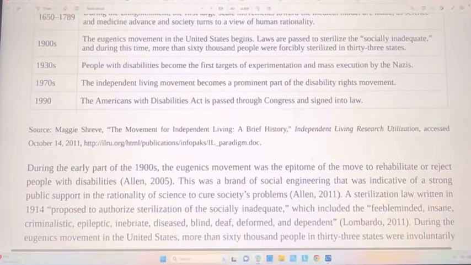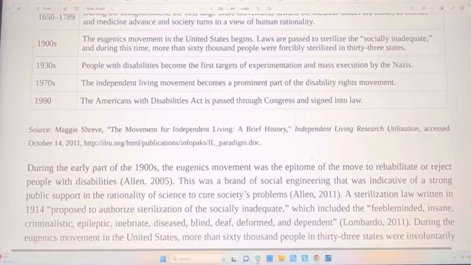1930s, people with disabilities become the first targets of experimentation and mass execution by the Nazis. A lot of you may not realize this because you're young, but the Nazis were a movement in Germany, and that's where Hitler came to power, and the connections between the eugenics movement in the United States and in Germany were very close.